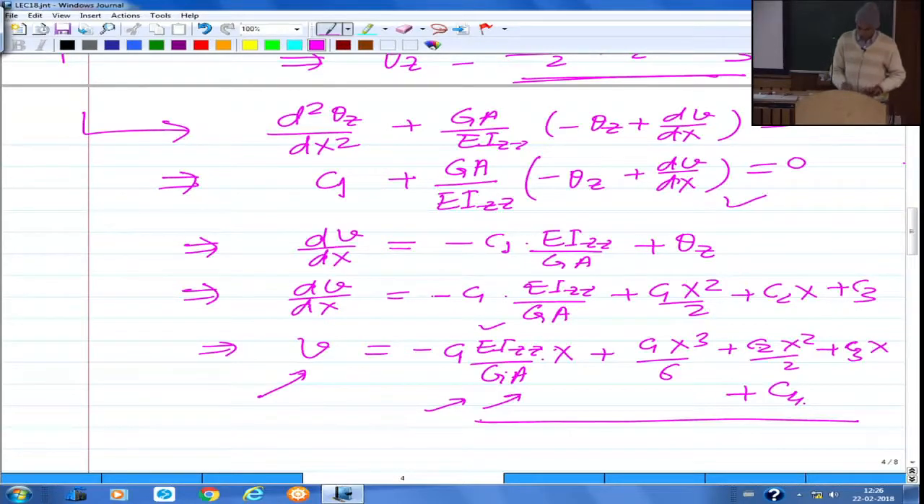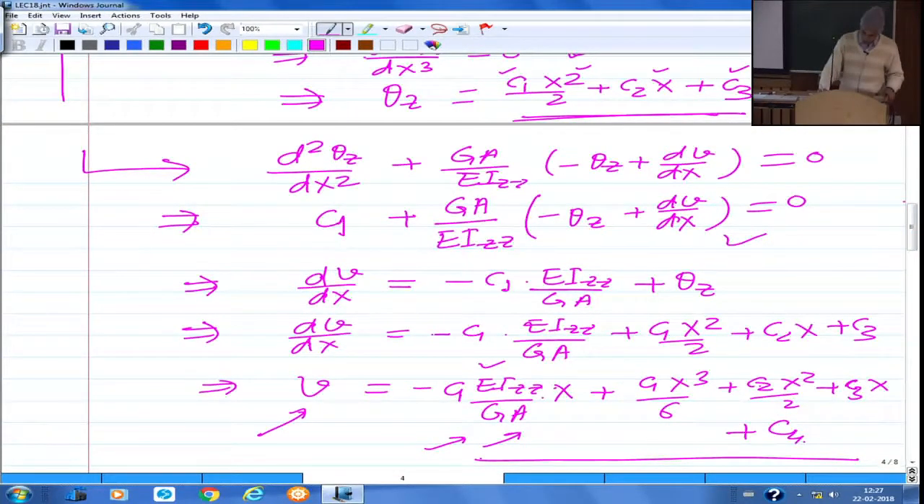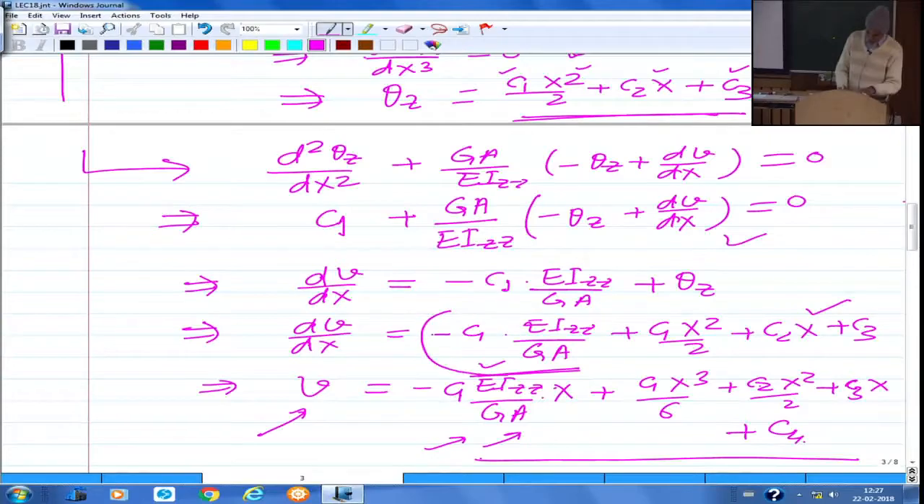See what is the difference. If I just look at theta z and dV by dx, the difference is only this term. You would notice that when we look at the dV by dx expression and the theta z expression here, if you just ignore the first term, that is this particular term, then dV by dx is nothing but equal to theta z, which is your Euler-Bernoulli beam theory. And this is the extra term.